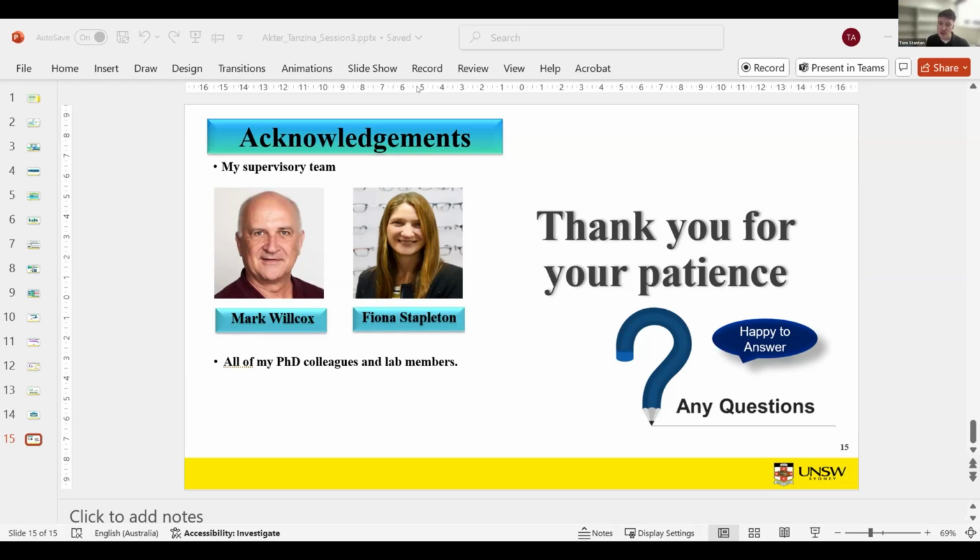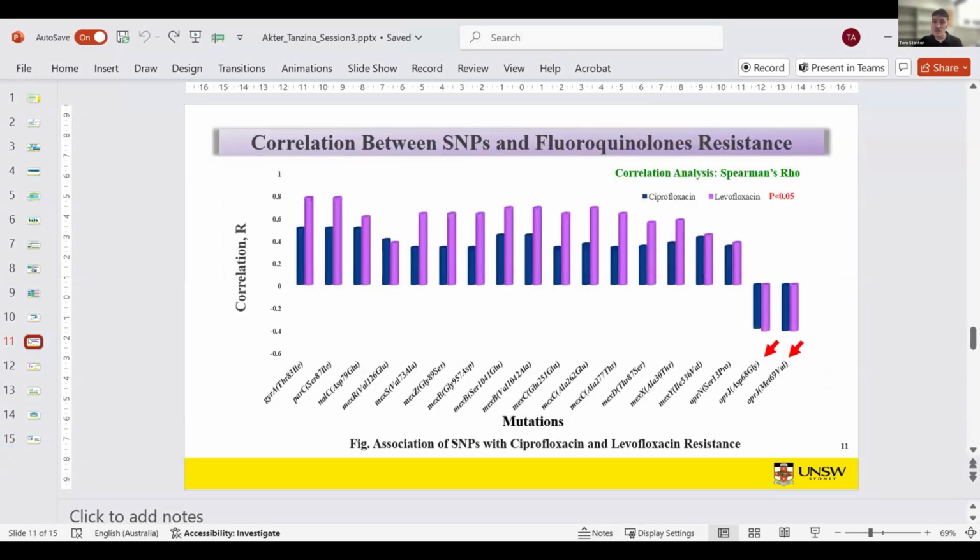Tanzina, I have a quick question. On slide 11, you showed a really nice bar plot looking at the association between fluoroquinolone resistance and mutations we found in these resistance determinants. Most of these are associated with increased fluoroquinolone resistance. But why do you reckon those OprJ mutations are associated with increased susceptibility?